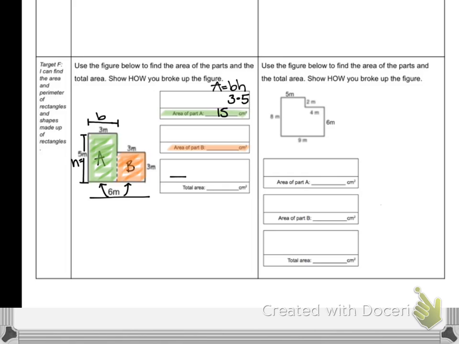To find its total area, I'm going to find the area of A, which I just did, is 15, plus the area of B, and that's going to give me my total value. You need to finish this problem and then do the problem to the right. The problem to the right is just a little bit different. This time you're going to have to split that figure. Then solve both parts and find the total.